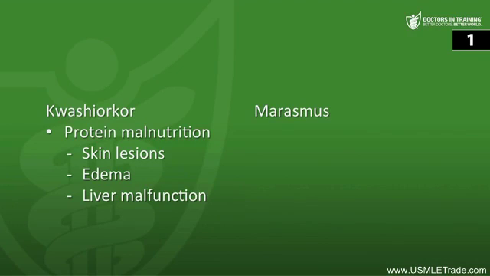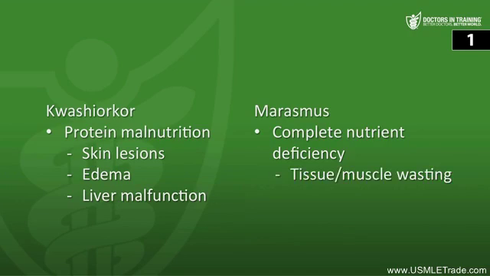With marasmus, on the other hand, instead of just protein malnutrition, you have complete nutrient deficiency and energy malnutrition. So you don't see that swollen belly, but instead you see tissue and muscle wasting and loss of subcutaneous fat. There may be some edema, but it is not as prominent as it is with kwashiorkor.